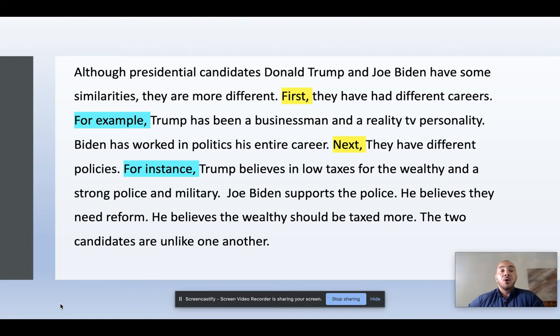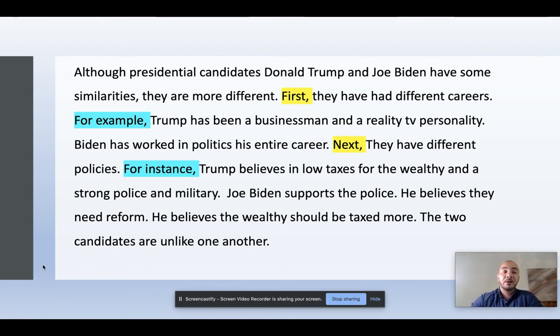We'll read it together. Although presidential candidates Donald Trump and Joe Biden have some similarities, they are more different. First, they have had very different careers. For example, Trump has been a businessman and a reality TV personality. Biden has worked in politics his entire career. Next, they have different policies. For instance, Trump believes in low taxes for the wealthy and a strong military and police. Joe Biden supports the police. He believes they need reform. He believes the wealthy should be taxed more. The two candidates are unlike one another.